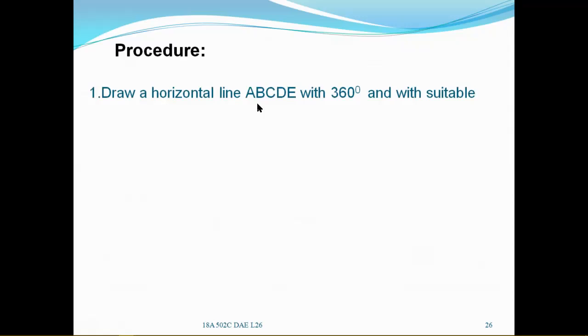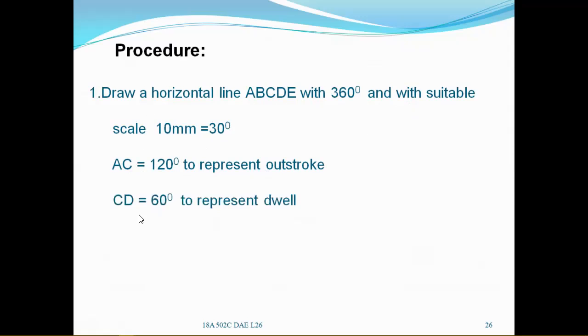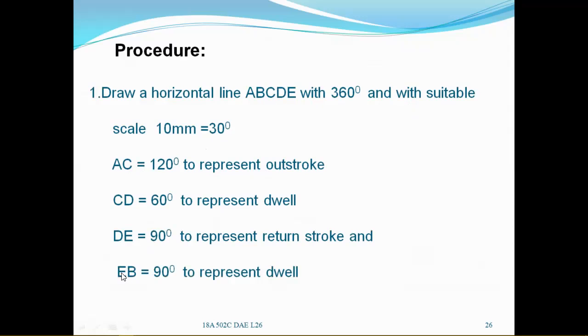Draw a horizontal line ABCDE with 360 degrees and with suitable scale. And here the scale is 10 mm equal to 30 degrees. AC is equal to 120 degrees to represent outstroke. CD is equal to 60 degrees to represent the first dwell period. DE is equal to 90 degrees to represent return stroke. And EB is equal to 90 degrees for the next dwell period.